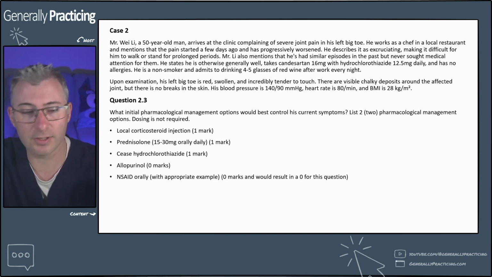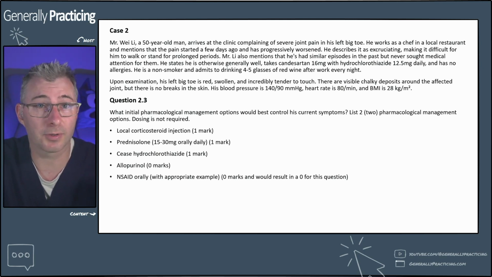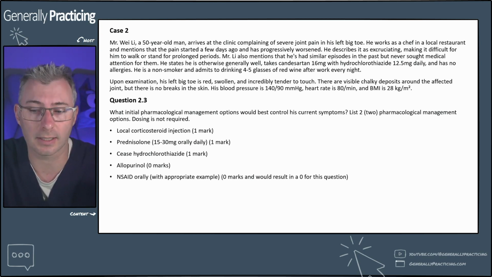Of course, things you could try would be a local corticosteroid injection into that joint space, oral prednisolone. Again, dosing's not specified, but one of those handy ones to know. The recommendations now are 15 to 30 milligrams oral daily. Of course, ceasing that hydrochlorothiazide, and allopurinol would not be indicated in the acute setting. You always wait for that acute exacerbation to settle down before commencing your urate-lowering agents. So hopefully you didn't use an NSAID here.